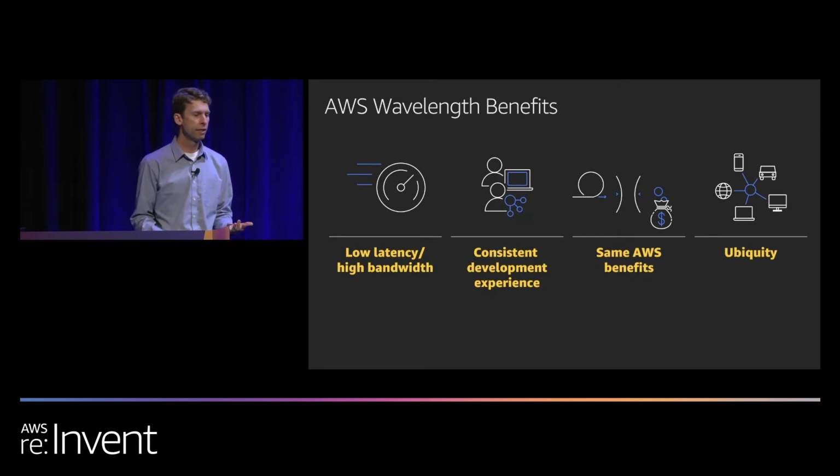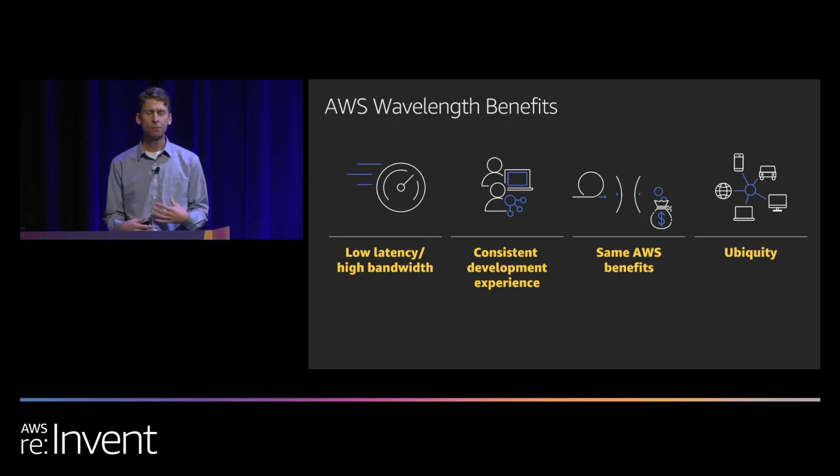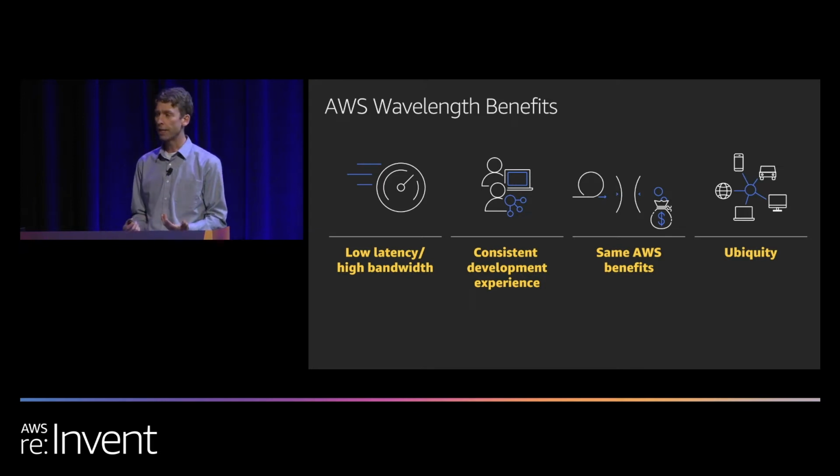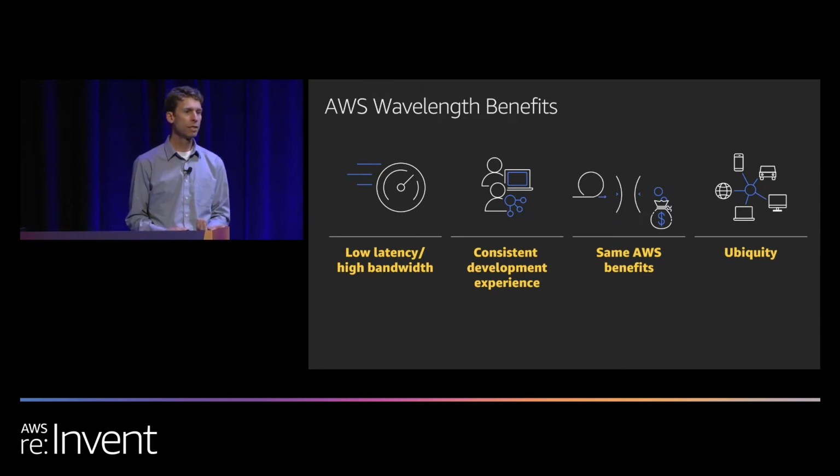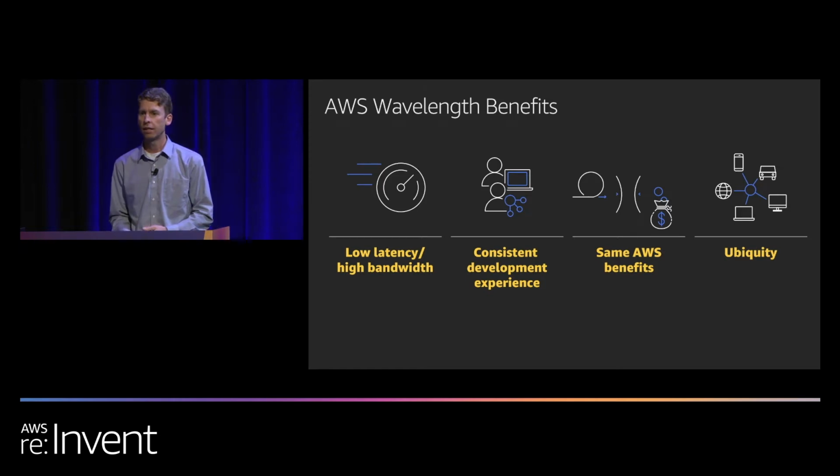And then the last benefit is that with AWS Wavelength, you are able to expand AWS to deliver low latency all around the world. So we announced in Andy's keynote that in addition to Verizon here in the US, we have partnerships with KDDI in Japan, SK Telecom in Korea, and Vodafone in Europe. And we'll be announcing more partnerships going forward as well.